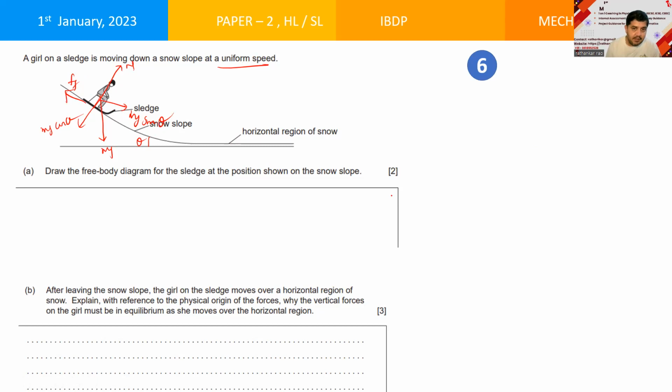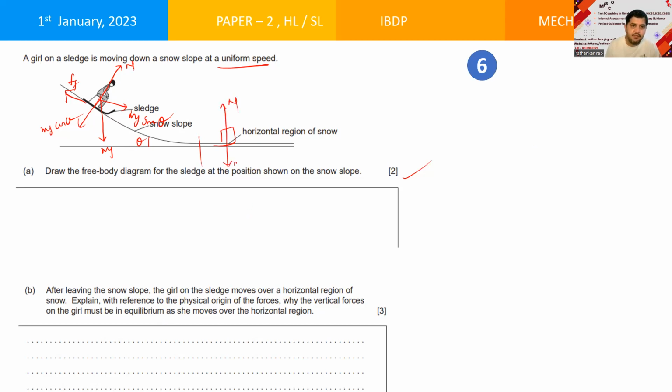Now we have done this part. Then after leaving the snow slope, the girl on the sledge moves over a horizontal region of the snow. Now she's here. Explain with reference to the physical origin of the forces why the vertical forces on the girl must be in equilibrium as she moves over the horizontal region. Now, when the girl is here, why should the vertical forces on the girl be in equilibrium? So what are the forces acting here? One is a normal force.